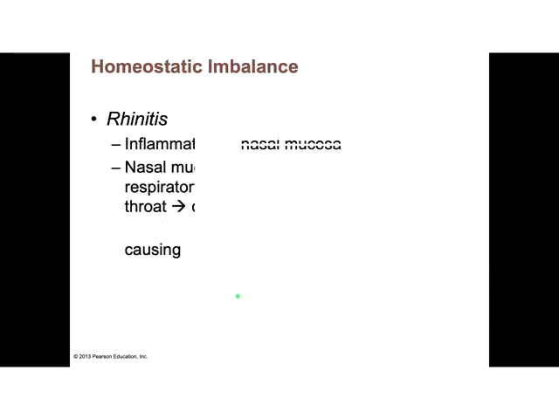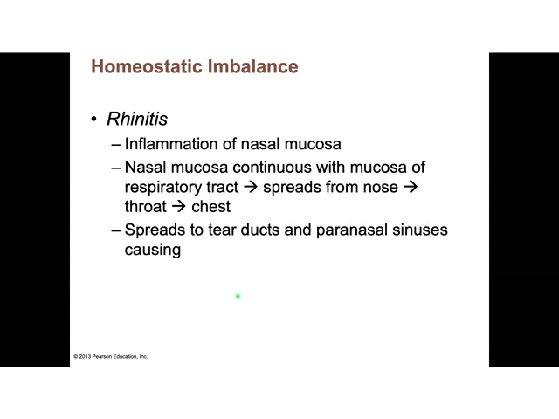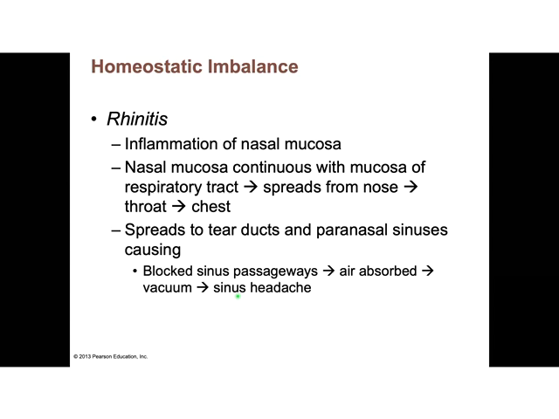An inflammation of the mucosa is called rhinitis. You know this better as the common cold. Okay, the respiratory mucosa is continuous with the mucosa of the upper respiratory tract, and it spreads from the nose to the throat, and it can get into the chest, and it can spread to the tear ducts and the paranasal sinuses, and that can cause blocked sinus passageways, and that can produce what's called sinus headache.